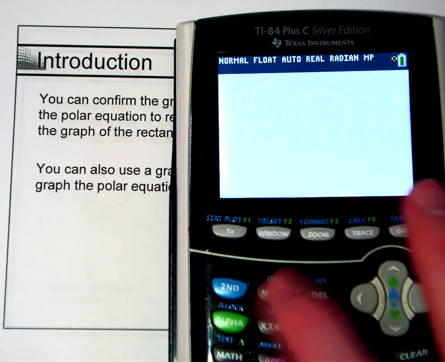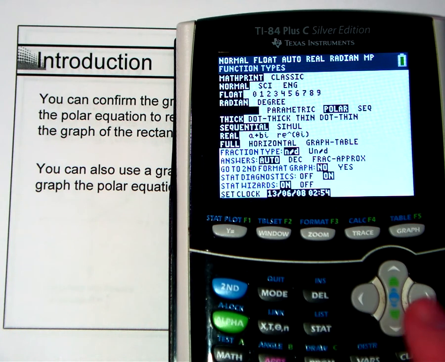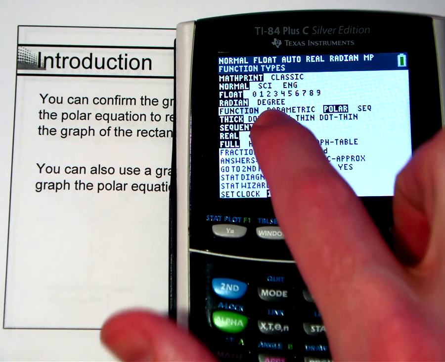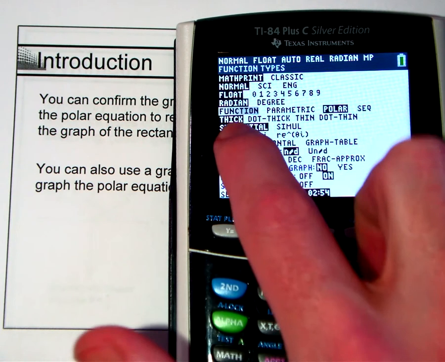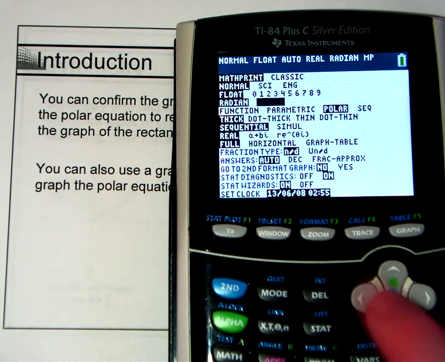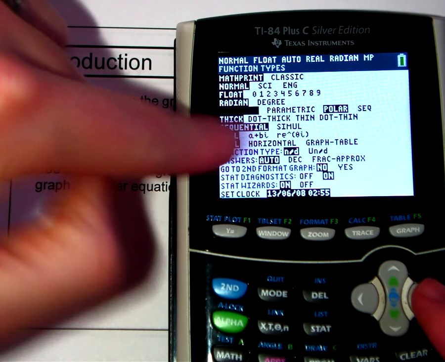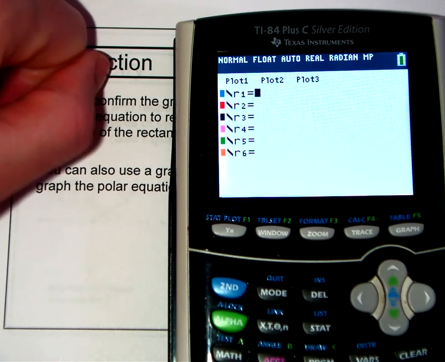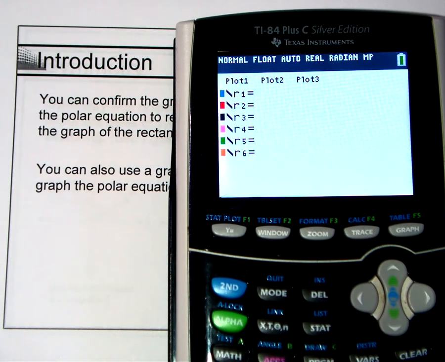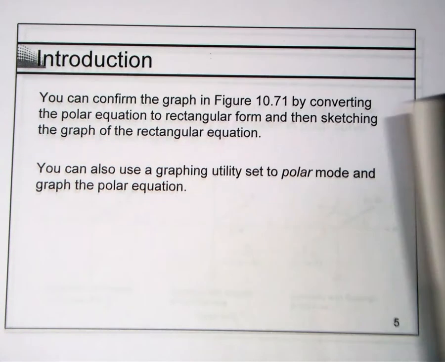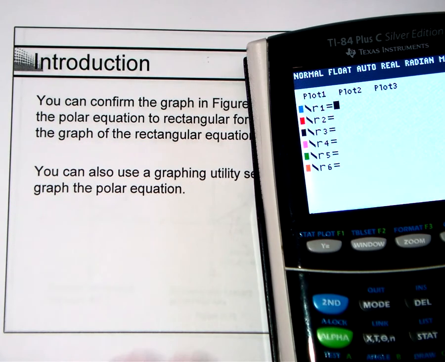So mode, all right? We're normally in function mode, all right? And it's probably normally in degree mode as well. So you need to slide this over to radian if we're dealing with the pies, okay? And hit enter. And then we also need to change it from function over here to polar and hit enter. And then we should have a different screen for our y equals screen. And you can still do the same thing. Let's type 1 in. What did we just have there? 4 sine theta.